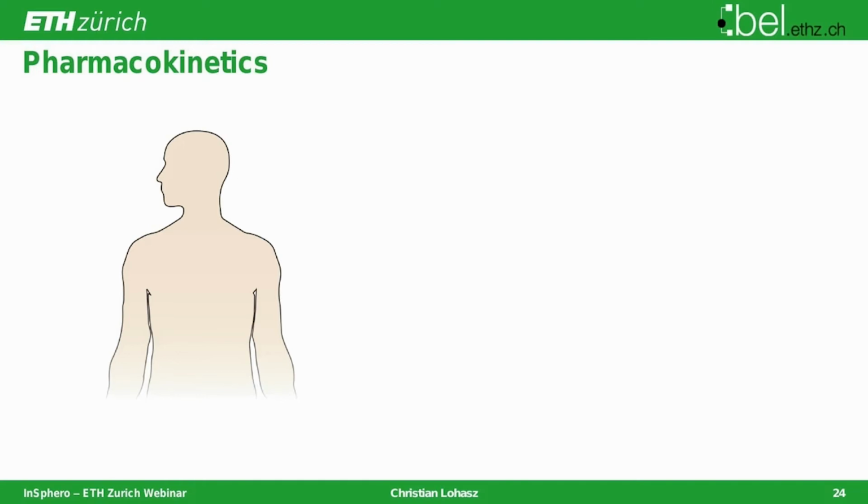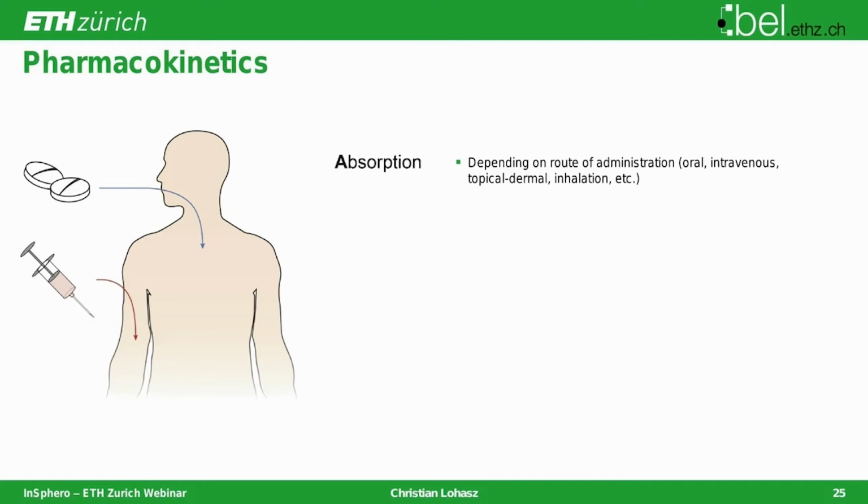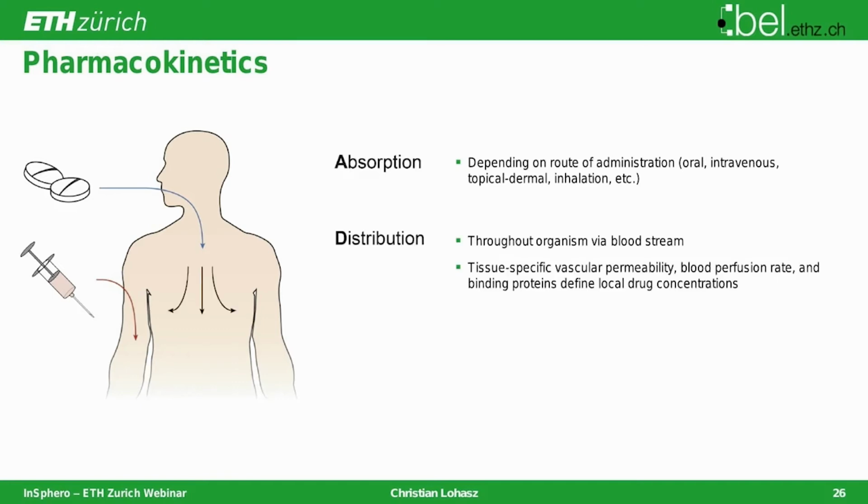Pharmacokinetics is a term that generally describes what's happening to a drug upon entering the human body. In the first step, the drug is absorbed into the body, and the dynamics of this absorption process depends on the route of administration and on the nature of the compound. After being absorbed, the drug is then distributed throughout the body, mainly via the bloodstream. At this point, tissue-specific concentrations can build up due to local vascular permeability, blood perfusion rate, and binding proteins that might be present in one organ but not in the other.